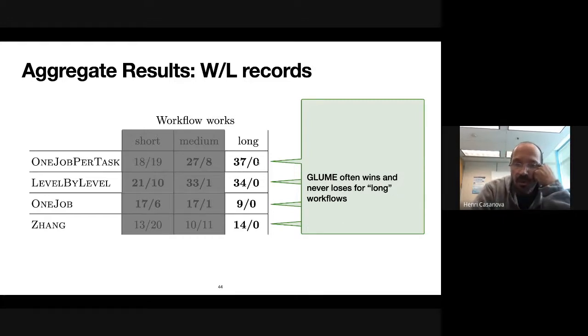So for long workflows, the win-loss record is perfect, meaning GLUME is either equivalent or beats the competition. In particular, it beats Zhang 14 times. And that's a really good result, especially because our so-called long workflows are only 1,000 hours, which is really minuscule compared to some production workflows running today.